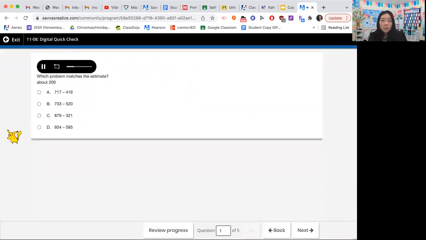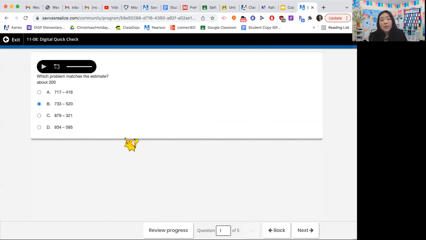Which problem matches the estimate? About 200. Okay, well, 717 is closer to 700. So 700 minus 400 would be 300, so it's not A. B, 733 is closer to 700. 520 is closer to 500. So 700 minus 500 equals 200. So it could be B.